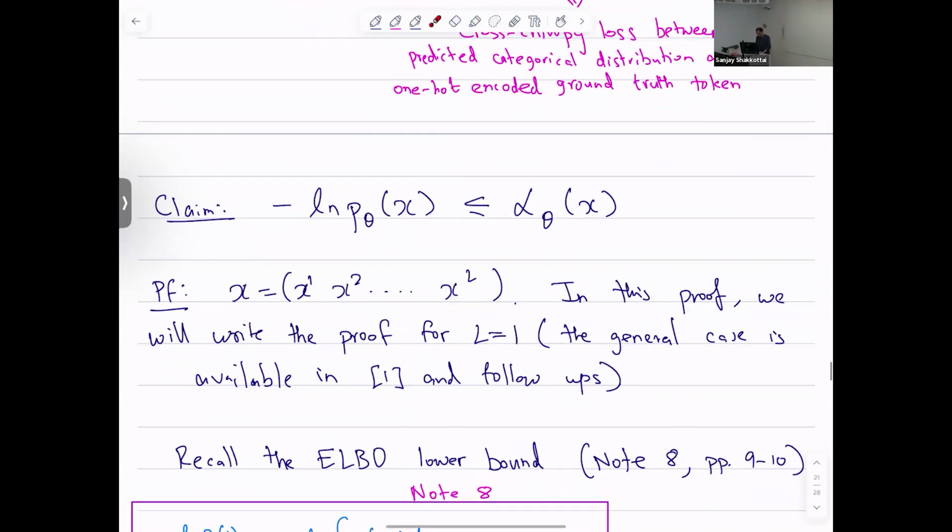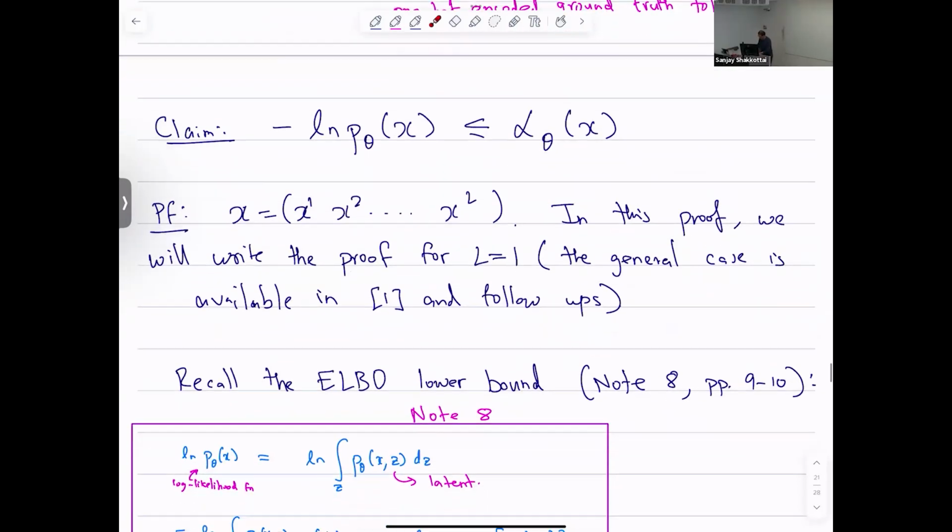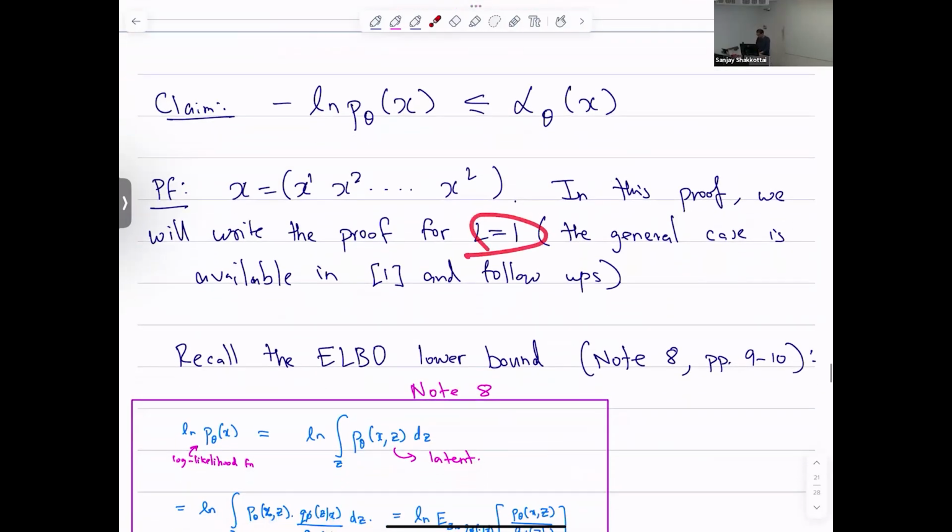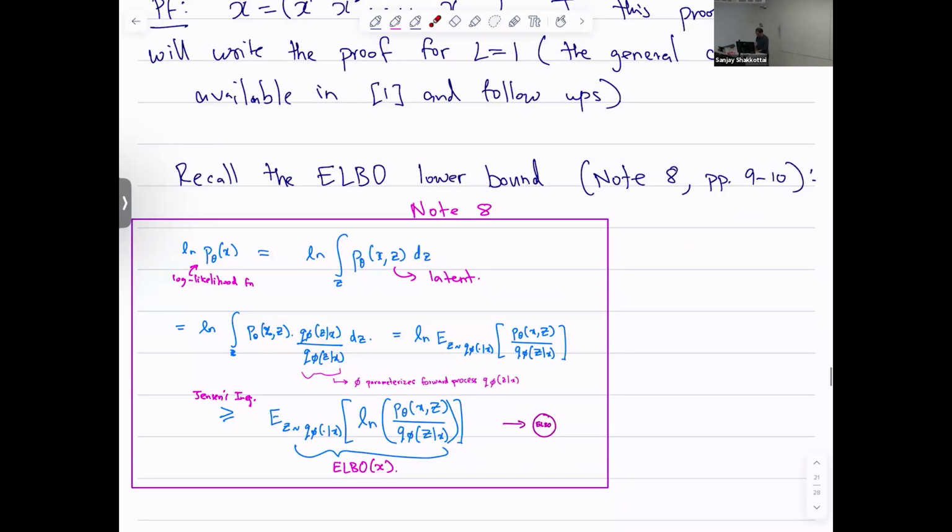The claim is that the negative log likelihood is upper bounded by this particular loss. We'll write the proof for the L equal to 1 case, that means just one token. The same proof structure generalizes to multiple tokens. You just need to keep track of, use the product form structure, put it in, and some sums will come in. But we will write everything out carefully for one token. So let's start with the ELBO lower bound. Remember, when we did VAEs, we studied the ELBO lower bound.